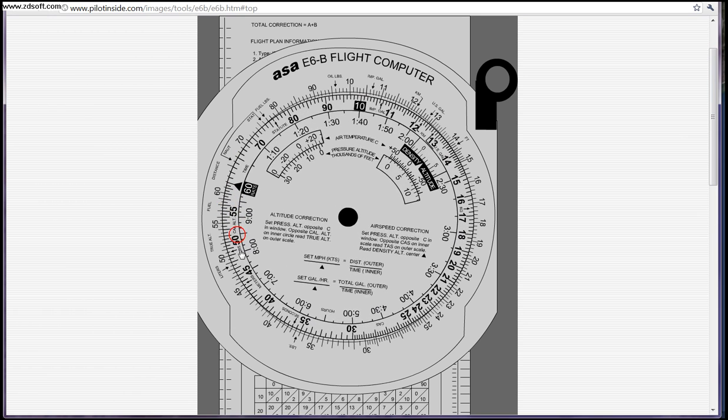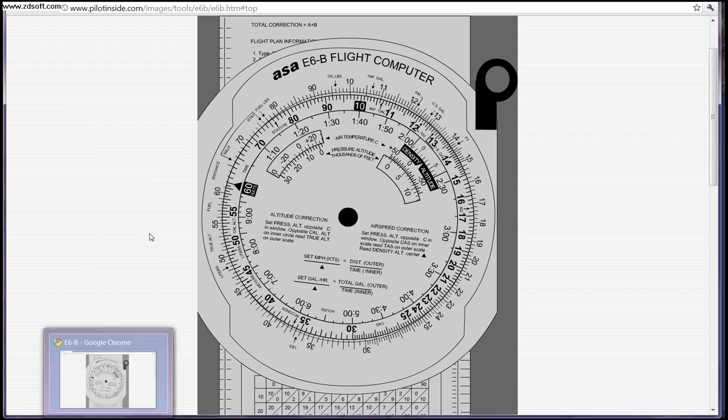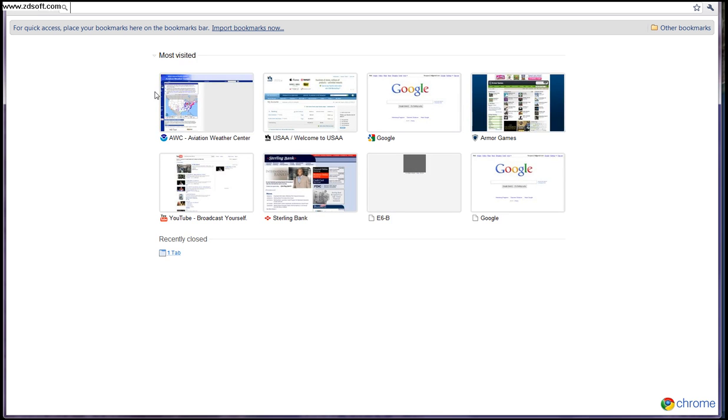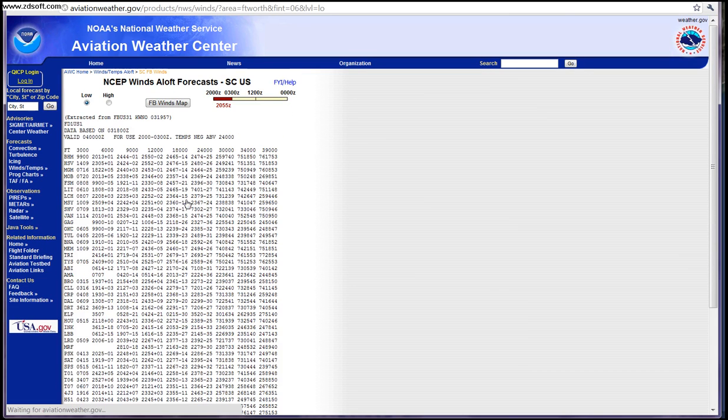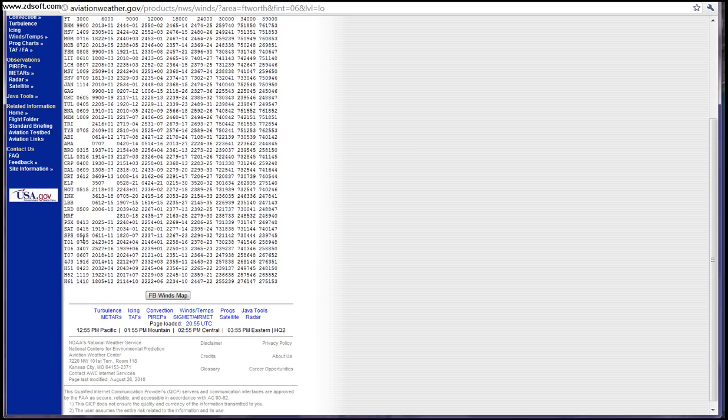Okay, so let's say, for example, how are you going to figure out your true airspeed? Well, first thing you're going to do is find out what your temperature is going to be. So what you'll do is you'll go to Aviation Weather. Then you'll look at your weather, and then you'll look up your winds and temperatures aloft for whatever area you're going to be in. So if we're in Houston, I'll look up winds and temps for Houston. There we go. I'll find Houston.